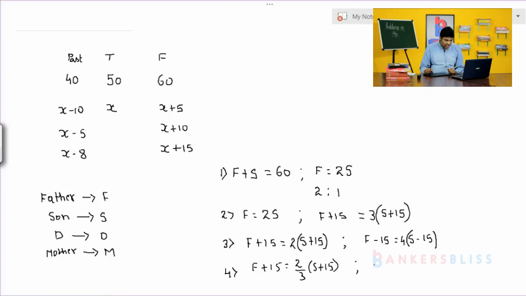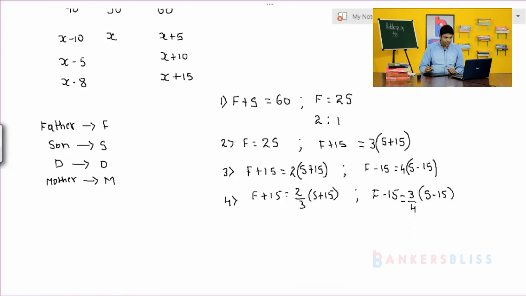Okay, so 15 years ago, F minus 15, S minus 15. The age of the father was 3/4 the age of the son. So this is one more variety. Next, last variety, variety number 5.